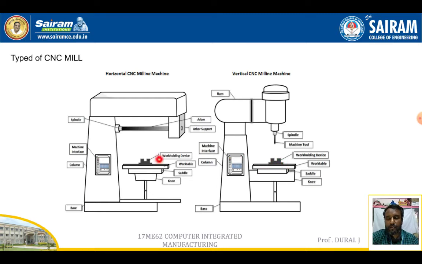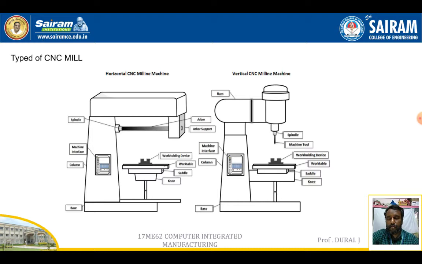Usually the horizontal milling machine is used to perform heavier jobs. The vertical milling machine is used for smaller and medium jobs. And usually with both we can produce different types of keyways.